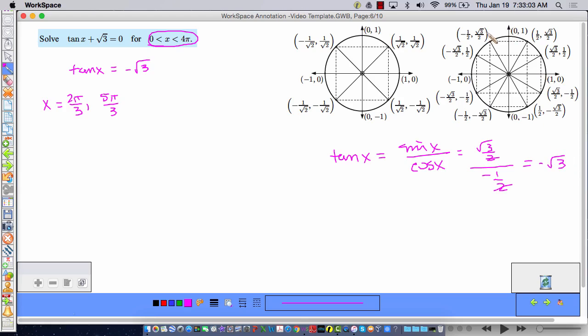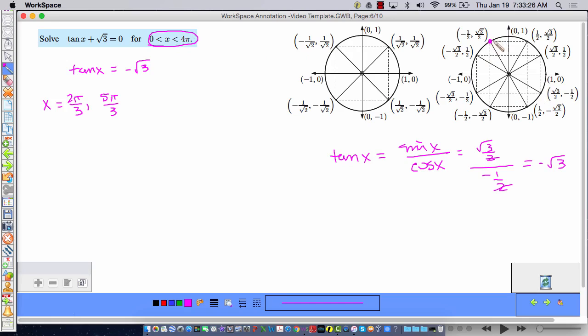Okay. Now I also have 5 pi over 3, which is right here. Now they don't have the same exact values, but one is positive and one is negative. So clearly that is also going to be a solution, or equal to negative root 3. So this says between 0 and 2 pi.